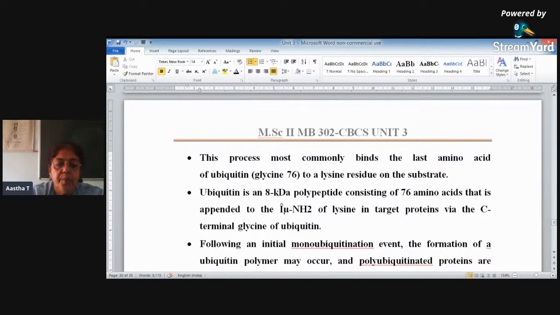What is ubiquitin? Ubiquitin is nothing but an 8 kilodalton polypeptide which consists of totally 76 amino acids. And in these 76 amino acids, the last amino acid is glycine. And this glycine attaches to the lysine amino acid on the substrate on which this particular protein will attach. So normally this ubiquitin binds to the amino terminal of the lysines in the target substrate or protein via C-terminal glycine of ubiquitin.